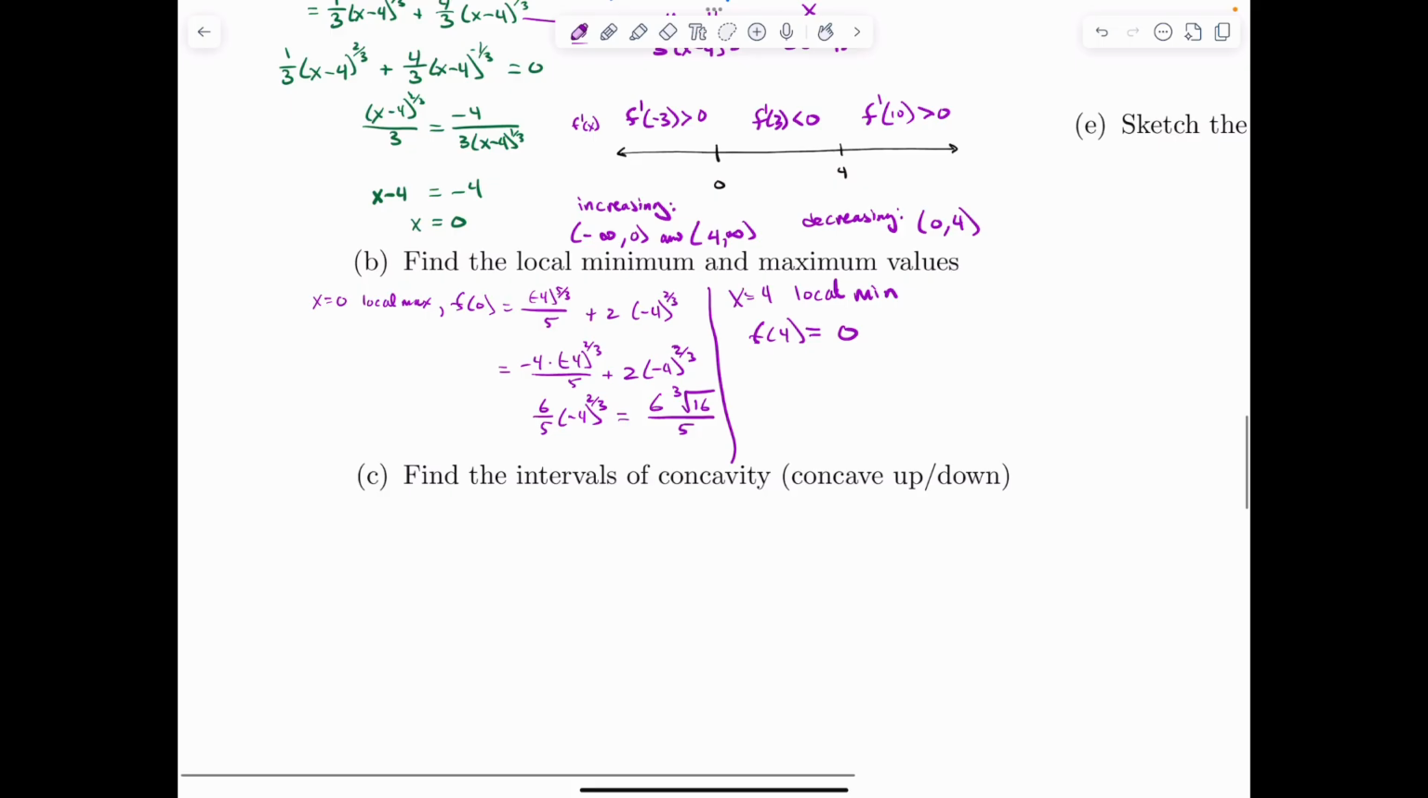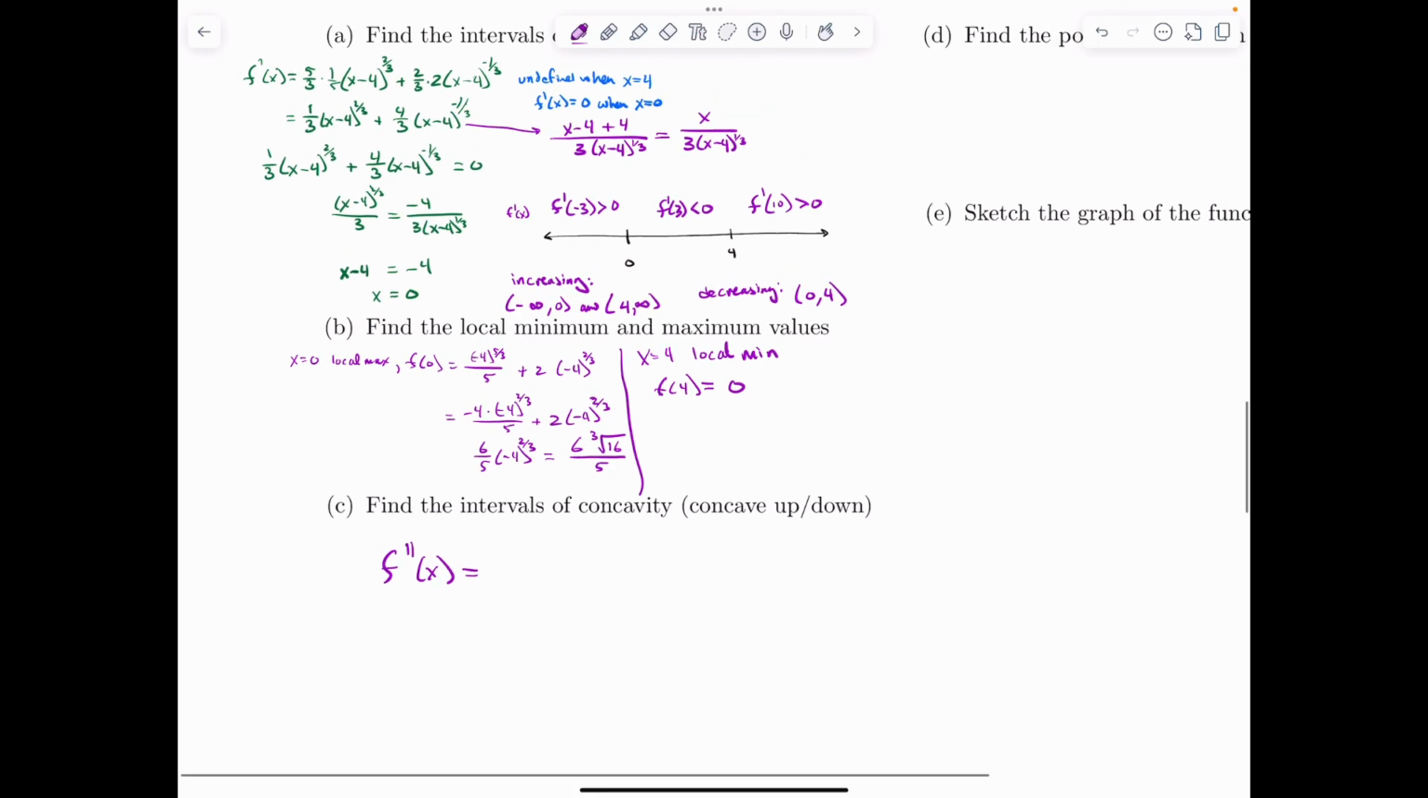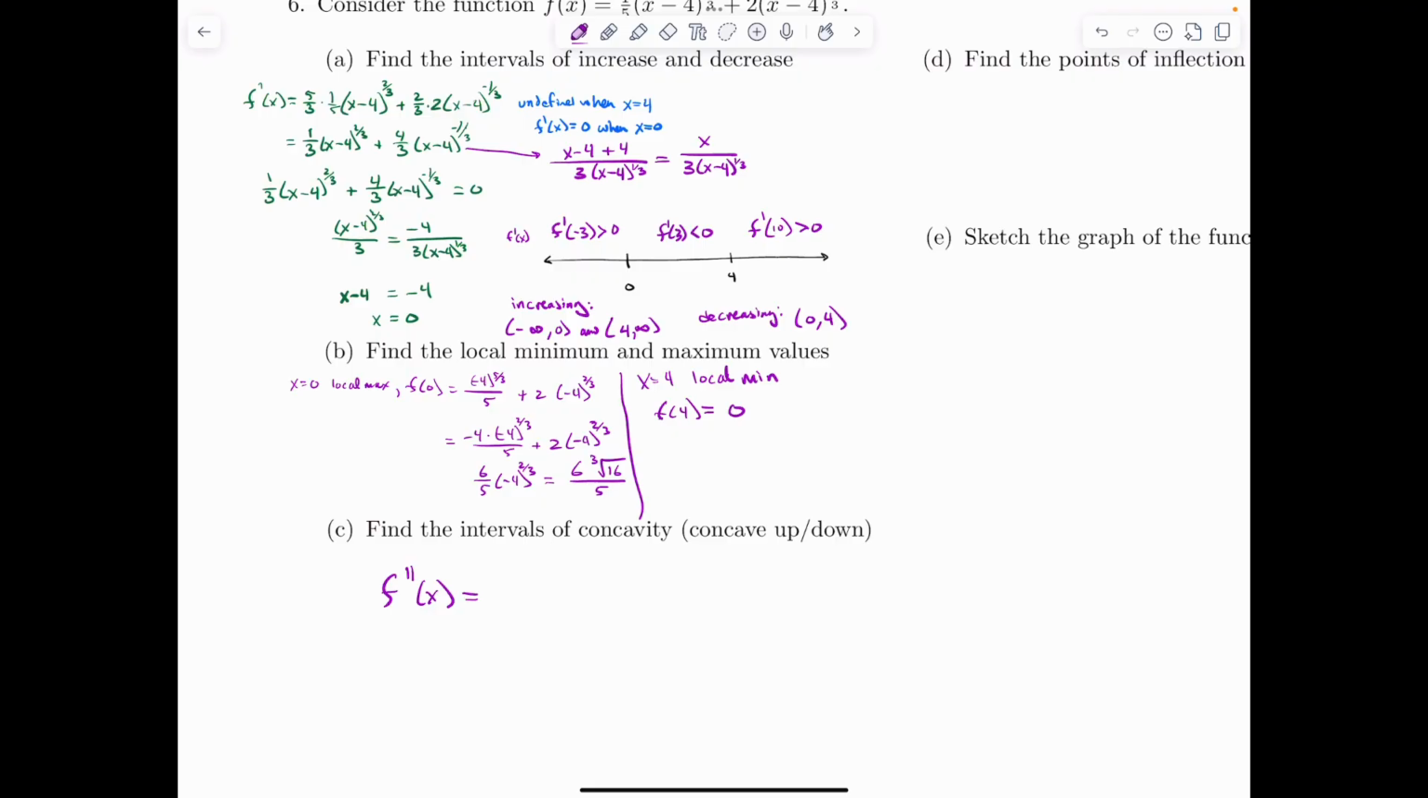Concavity, we need to know the second derivative. So where am I with my first derivative? I don't know which one is going to be worse. Maybe I'll pull this one down, just to remind me where I am. I'm not thrilled with this, but I'm going to do it. So f prime of x is that.